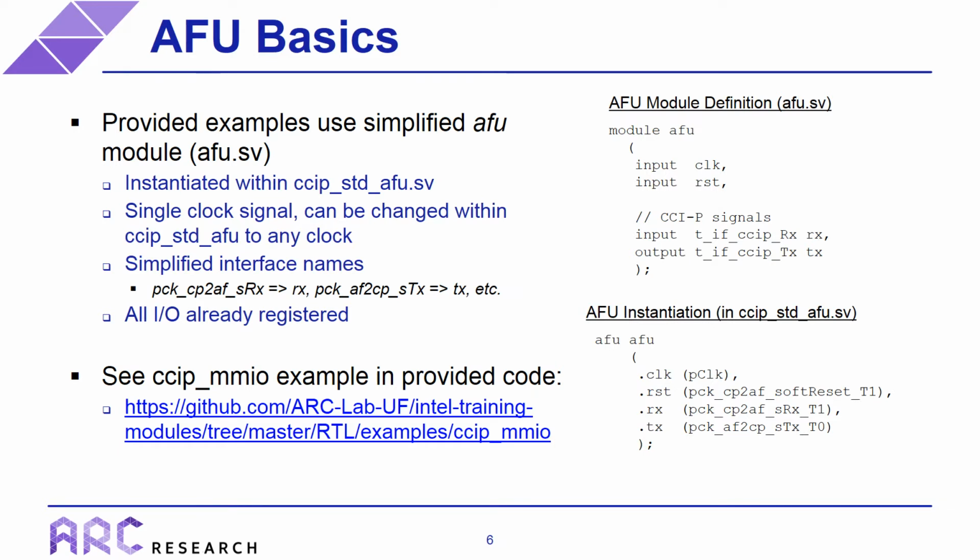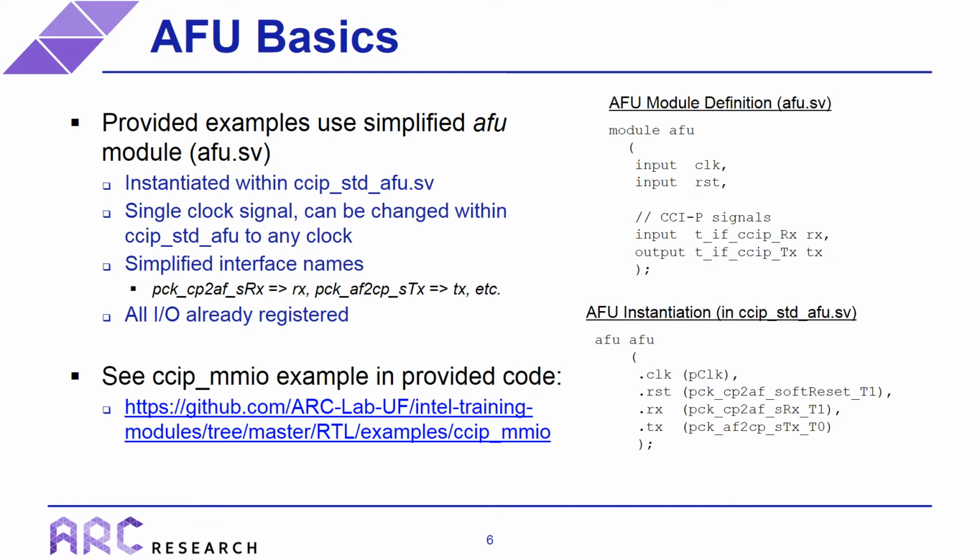The other thing we did was we simplified the CCI-P interface names. So in CCI-P standard AFU, they had these big long names that kind of implied what their purpose was, the direction of the communication, and that it was for receive, and what clock it was based on. So to keep things simple and to have these signal names be a little easier to work with on slides, the AFU interface just calls the receive port RX and the transmit port TX.